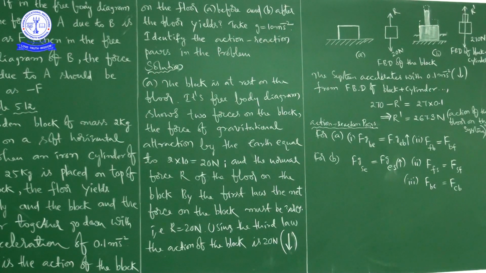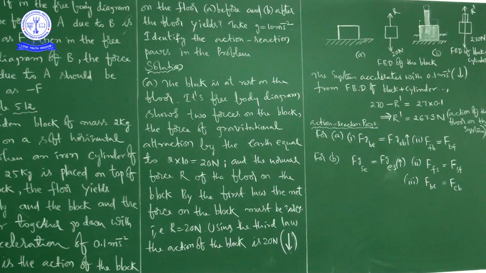Okay? Right. So here we have 2 steps. In our previous class I explained 3 steps. These 5 steps we are applying in this problem, right? In this problem, they have given one wooden block of mass 2 kg kept on a horizontal floor. That is case 1. Next he kept an iron cylinder of mass 25 kg on the same block. Now the floor is going to yield, right? So before yielding and after yielding, what is the action of the block on the floor? That he is asking, right?